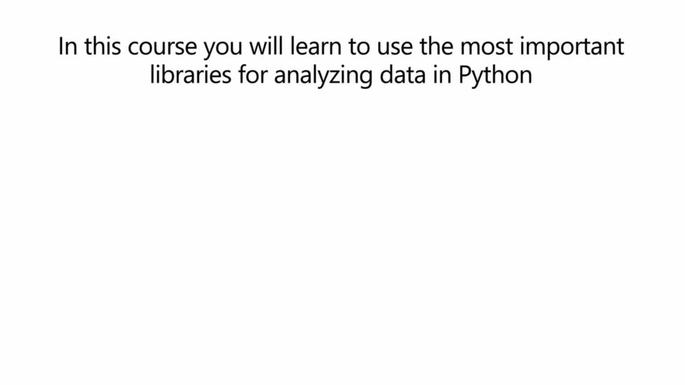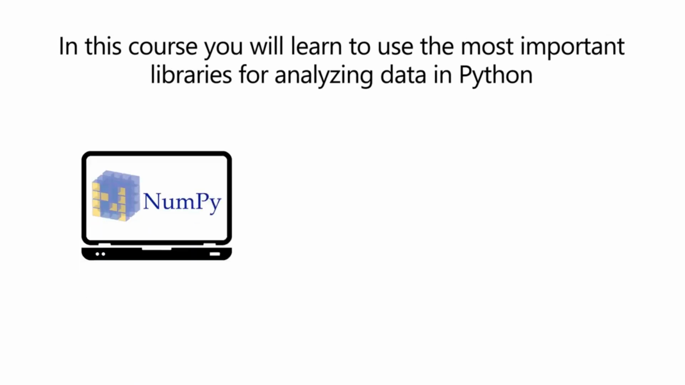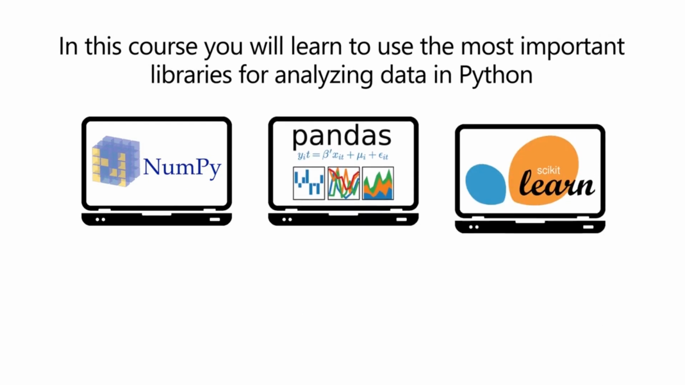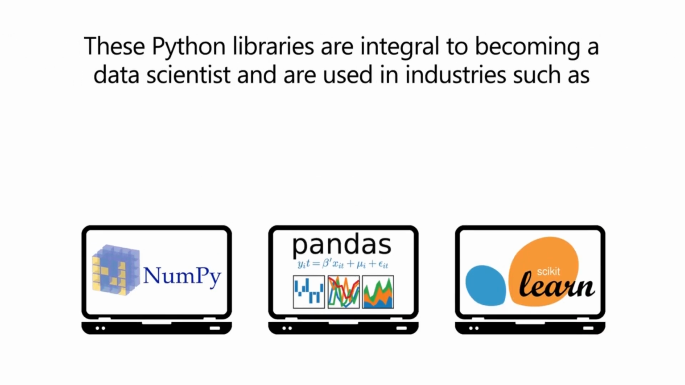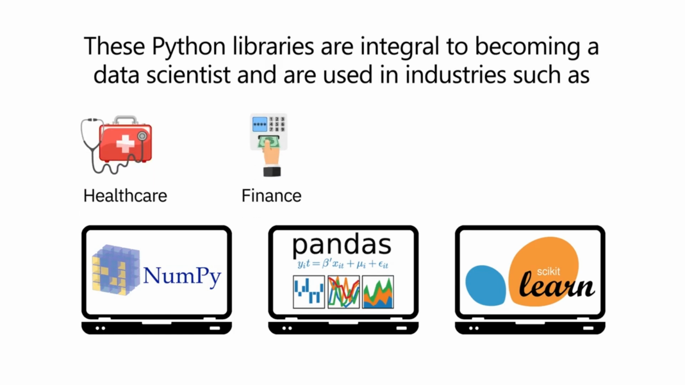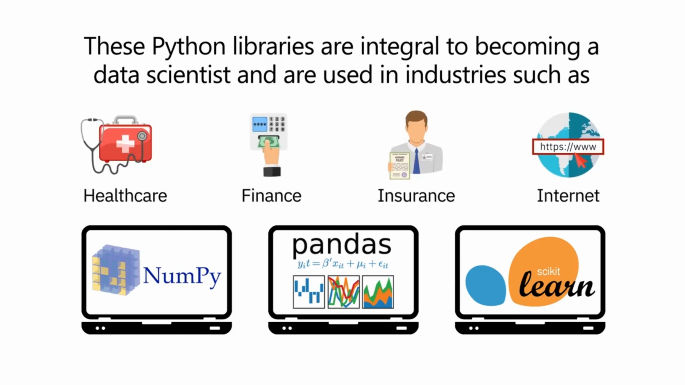Congratulations on taking your next step toward becoming a data scientist. Python is a top language for data science. Now that you know how to program with Python, you're going to use Python to analyze data. In this course, you will learn to use the most important libraries for analyzing data in Python, including NumPy, Pandas, and Scikit-learn. These Python libraries are integral to becoming a data scientist and used in industries such as healthcare, finance, insurance, all things internet, and many others.